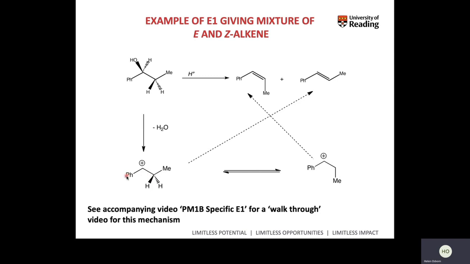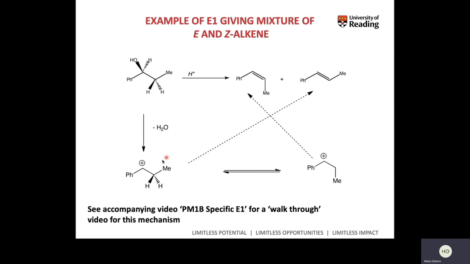And the product from this would have the phenyl and the methyl on opposite sides. Or if we lost a hydrogen from this form here, so if the hydrogen was lost, electrons push in, that would then give the alkene with the phenyl and the methyl on the same side. So what we see in the E1 reaction, as I've exemplified here, is that when we do the reaction, we will get a mixture of the E and the Z alkenes.